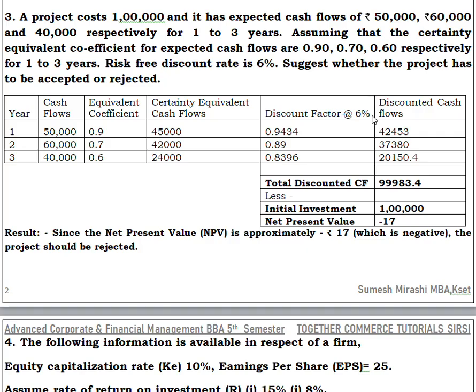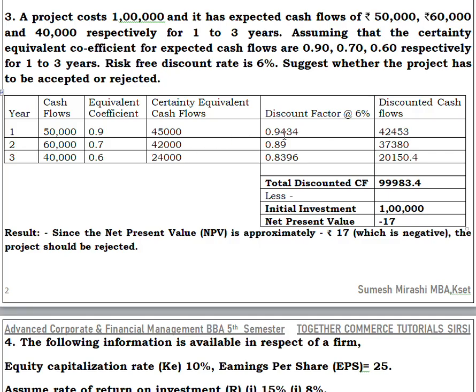Then discount factor at 6%. This 6% discount factor is to be calculated by the formula 1 divided by (1 plus r) raised to n. If you calculate with the help of this formula, you will get 0.9434, 0.89, 0.8396, or these values can also be found in the PV table. Okay. Then discounted cash flows. This column is got by multiplying the fourth column with the fifth column, that is, the certainty equivalent cash flows are multiplied with the discount factor.